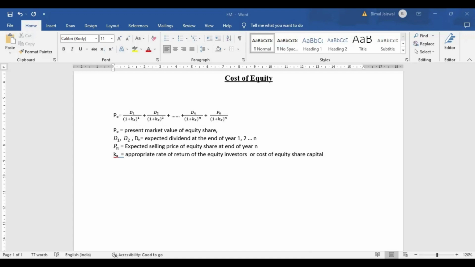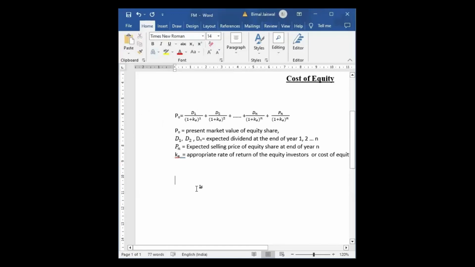So what we can do is make an effort at calculating the cost of equity with the help of certain methods. Methods for calculating cost of equity.